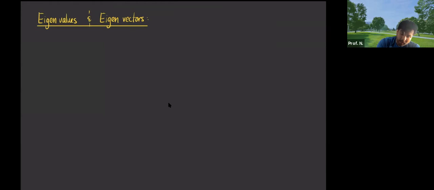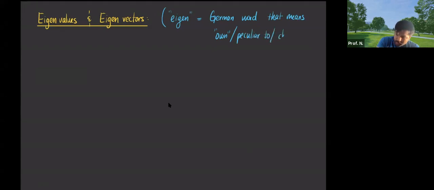So, eigen, the word eigen is German. It's a German word that means several things. Own, peculiar to. So this is from your textbook. Characteristic, individual.